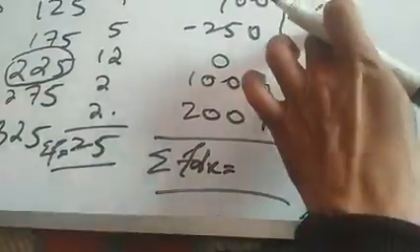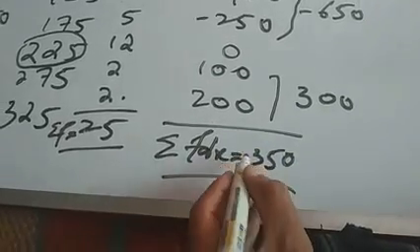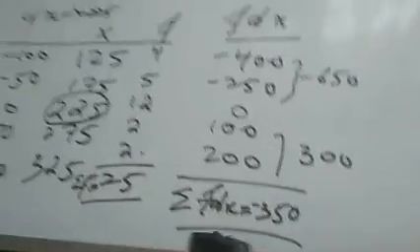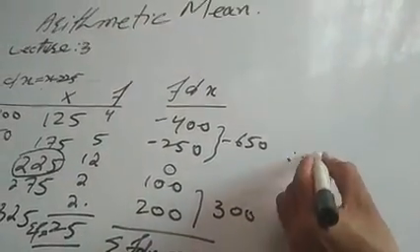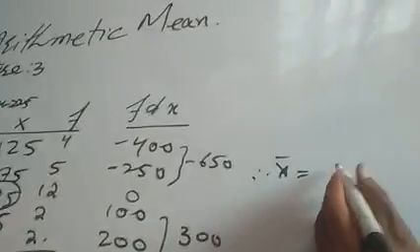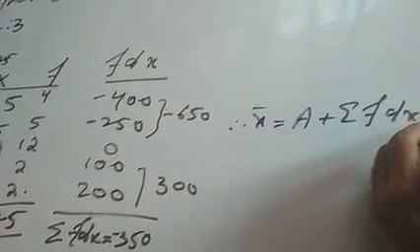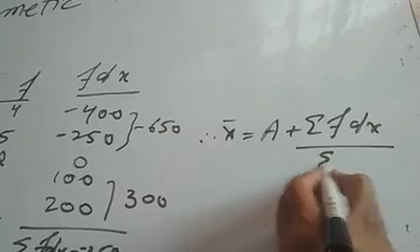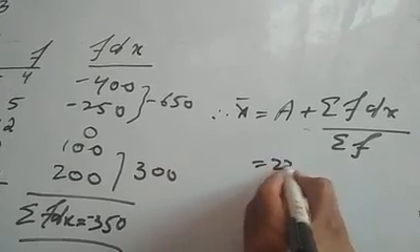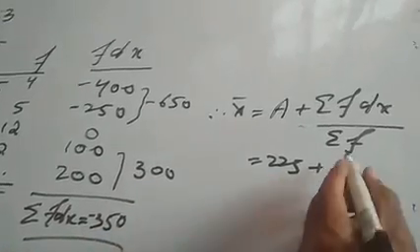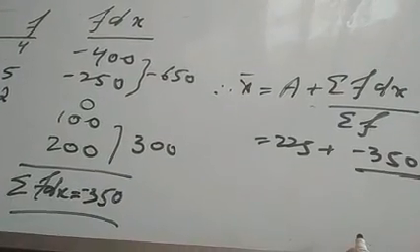So 650 minus 300, I will get 350, but it will be minus 350. Therefore x bar equals a plus summation f dx divided by summation f. So a is, I have assumed mean, is 225, plus summation f dx, minus 350, divided by 25.